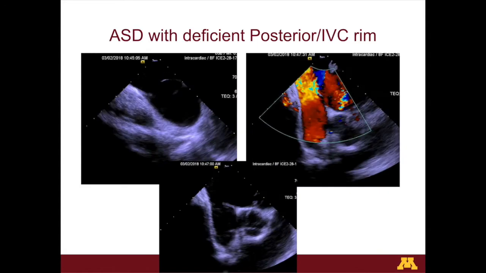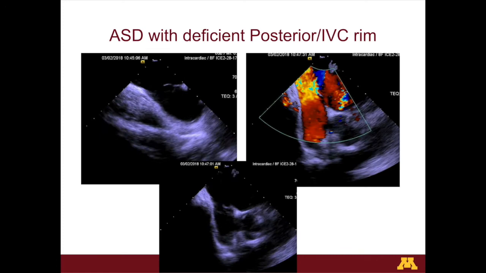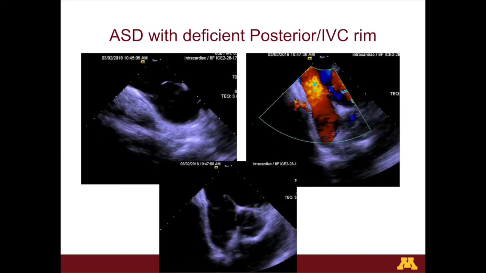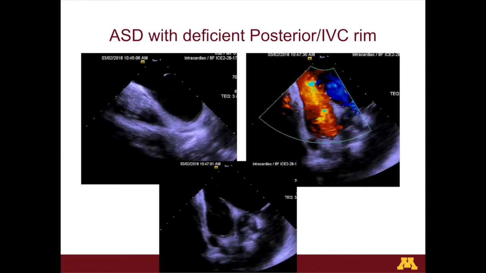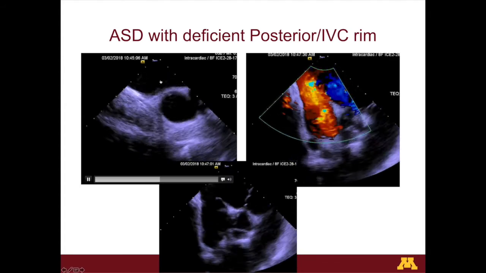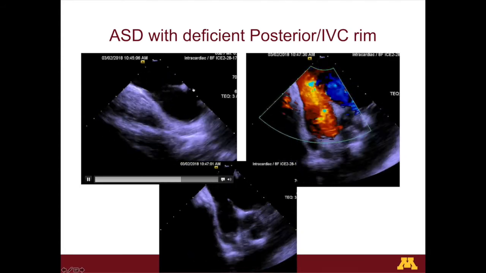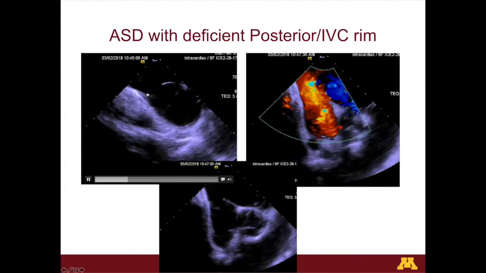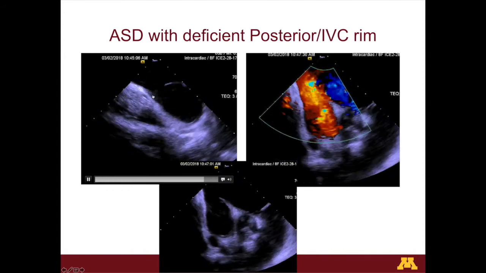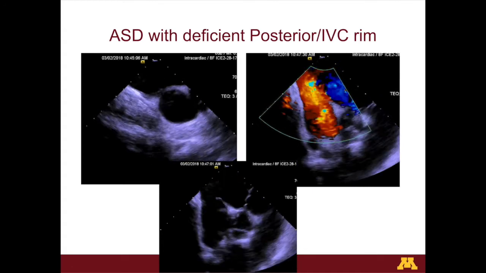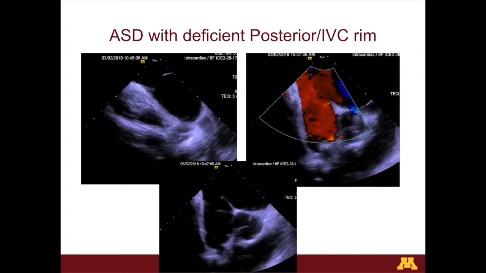The biggest strength of ICE is in imaging the IVC and the posterior part of the septum, as shown in one of my adult patients where there was barely an IVC and posterior rim. As I'm doing the sweep, at one point you don't see any defect, and when you start seeing the defect, there is barely any IVC and posterior rim. These kinds of ASDs are very difficult to close in the cath lab, and I think we sent him to surgery.